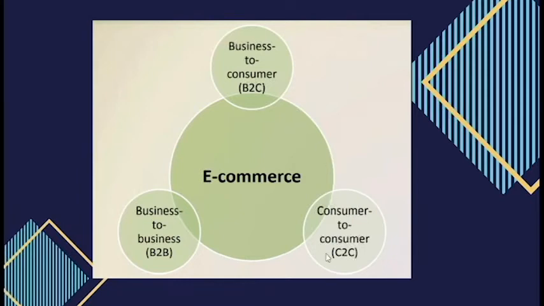And then we have the consumer to consumer. So it classifies one consumer sells directly to another consumer. Then business to business, business providing goods and services to the other businesses. So I think Amazon is already converting to business to business type e-commerce.